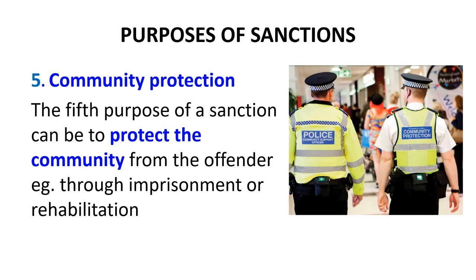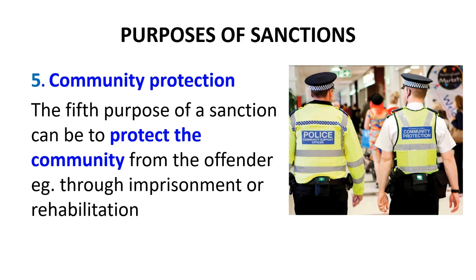The fifth and final purpose for imposing a criminal sanction on an offender is to protect the community from the offender. The most obvious sanction that protects the community from an offender is imprisonment, because while the offender is in prison, the offender is not in a position to harm society by committing further offences. However, a community correction order can also protect the community from an offender.